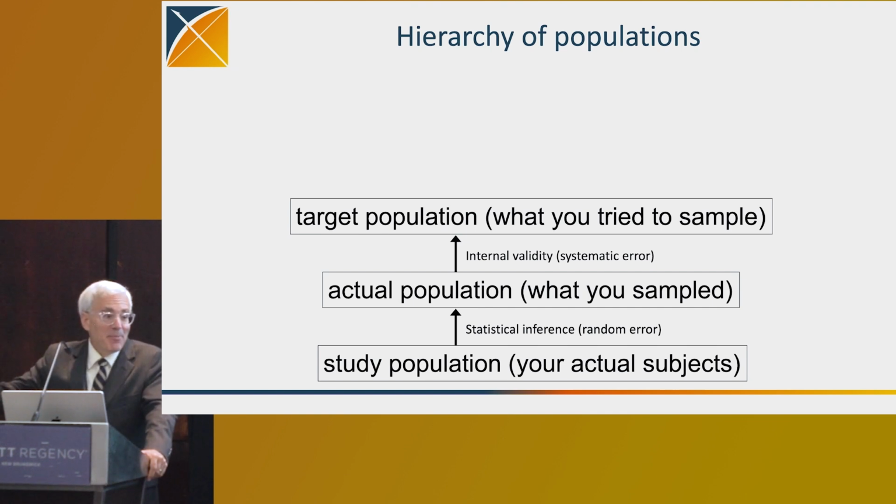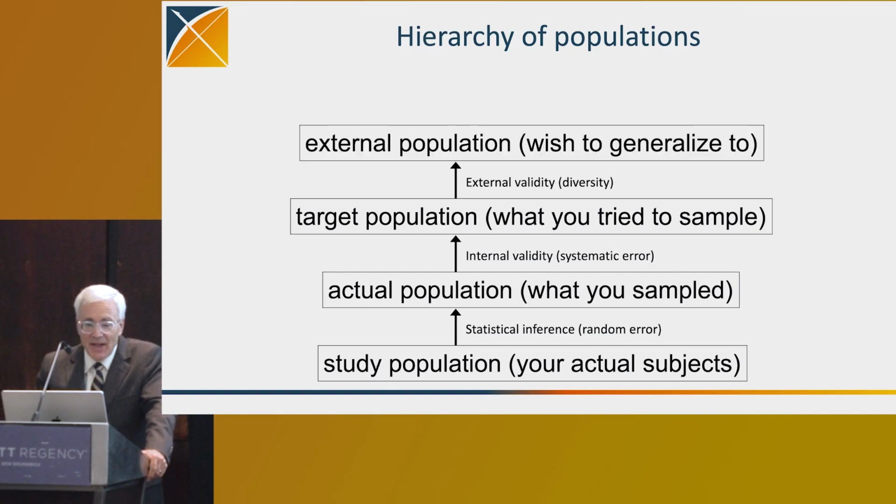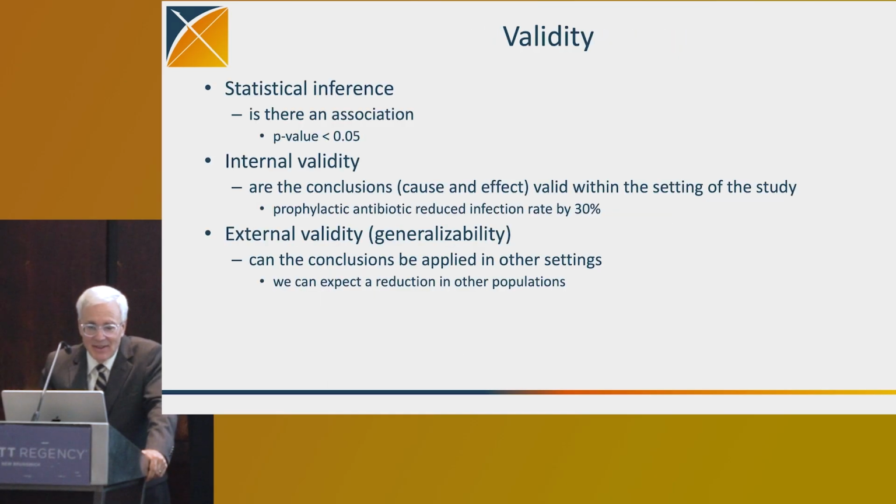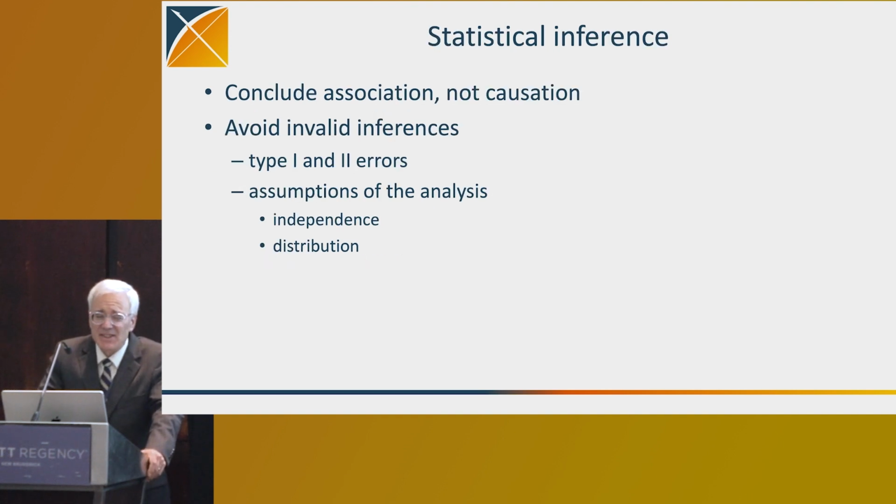So you say in your paper, I was doing this, but it turns out I was doing that, and that's a difference. It leads to errors in causal inference, for example. And then finally, there's the external population that you want to draw conclusions about. That is the people I want to make medical decisions in. That's the external validity. So we have statistical inference, where we find whether there's an association; internal validity, where we ask whether the conclusions are valid within the setting of the study; and then external validity, or generalizability: can the conclusions be applied to other settings, other patients? So for statistical inference, it's things like type 1 and type 2 errors.